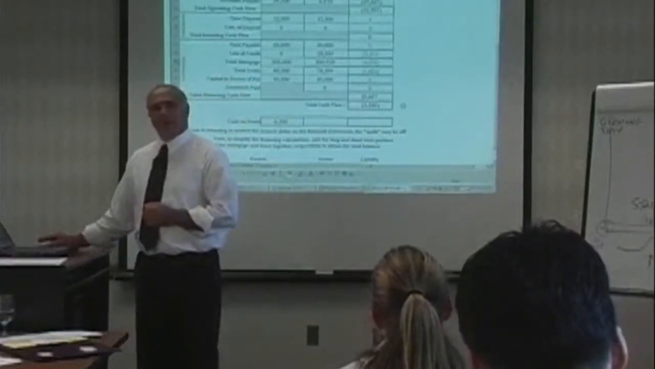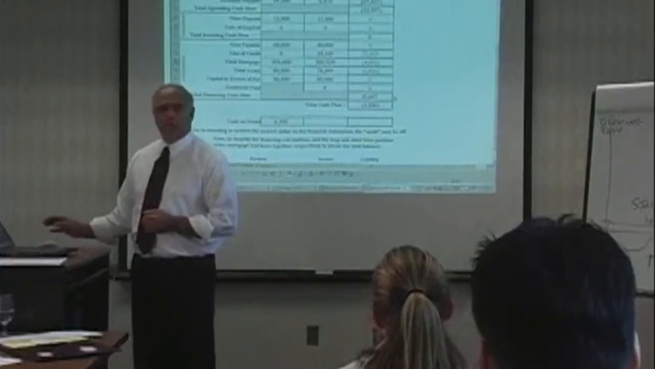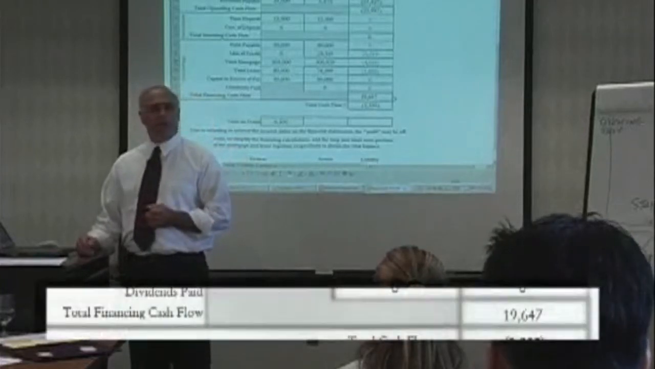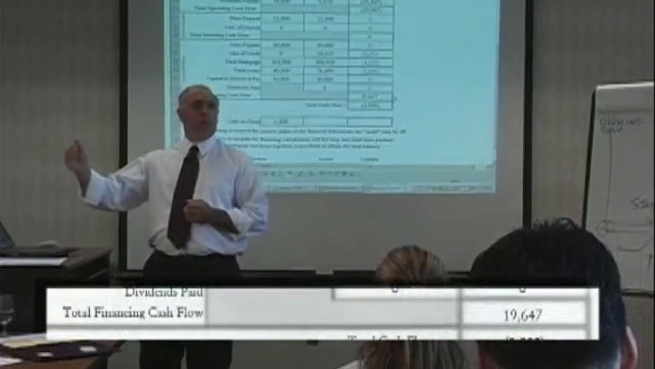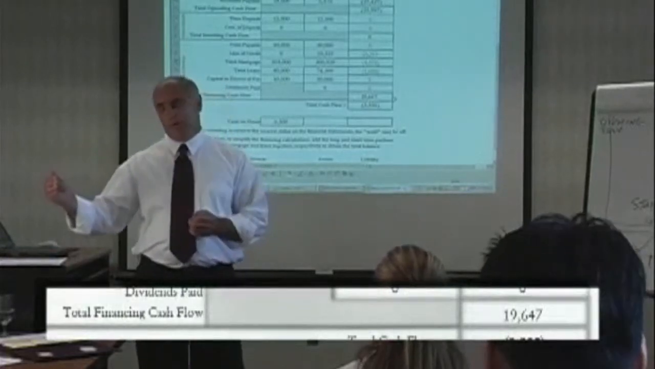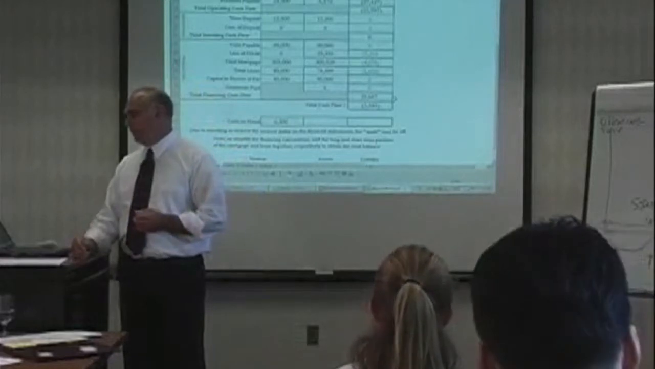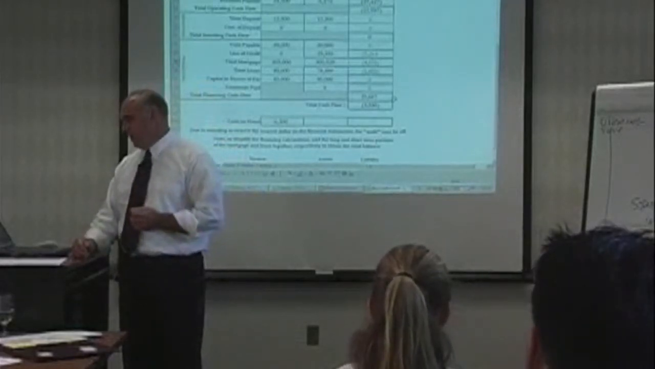That entry to the statement of cash flow demonstrates that the cash flow from financing activity was a positive $19,647. That when added to the investing cash flow of 0 and the operating cash flow of negative $22,997 produced a total cash flow of negative $3,350.